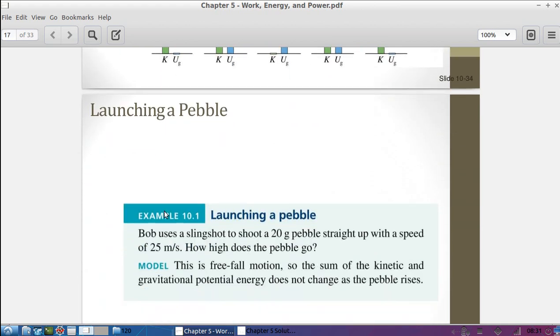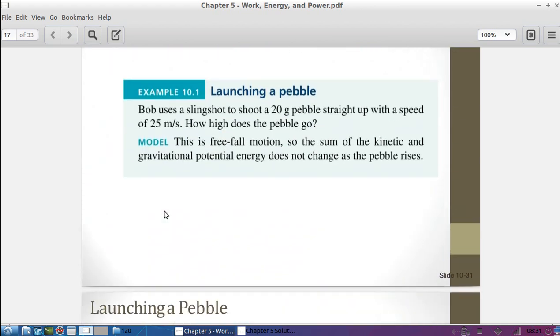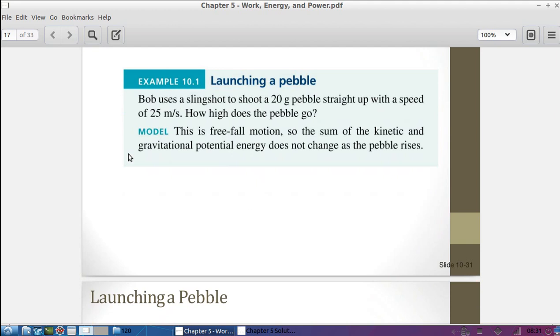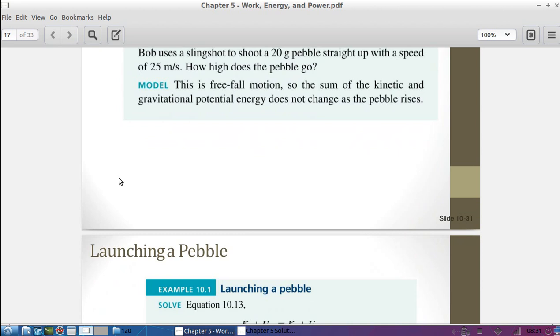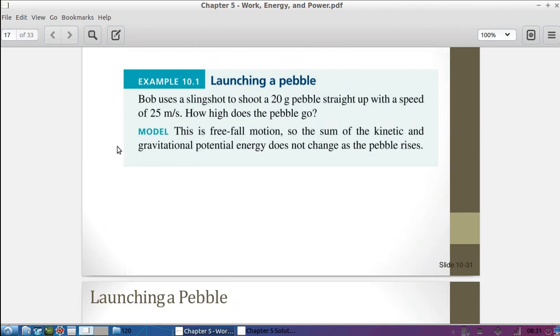Okay. All right, so I'm taking an example from a textbook. I like this textbook. We're going to use energy concepts to find the max height of this pebble. We're in chapter 5, and we're going to use energy concepts. Right now you're thinking, I could just do free fall kinematics. It would take less time. I think it'd be easier. That's probably true in this case.